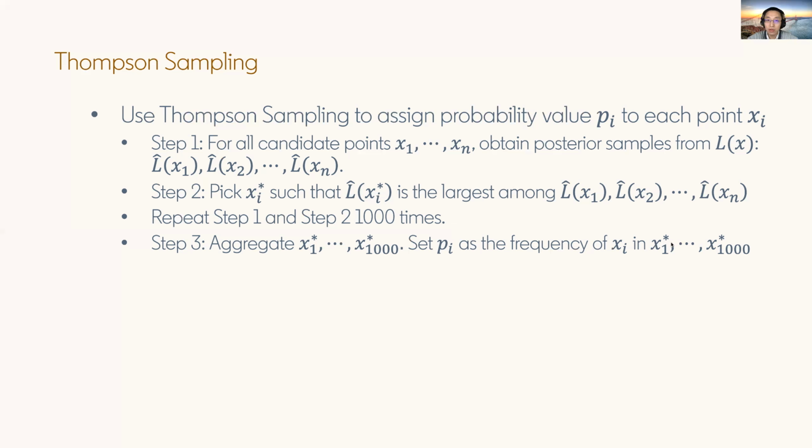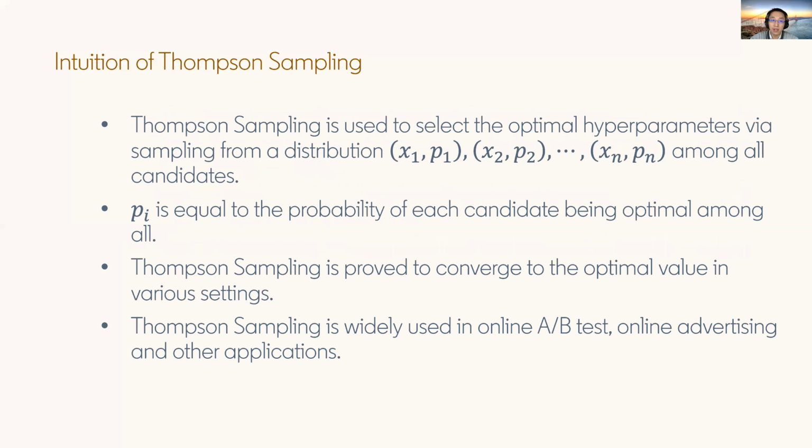So this is an illustration of the whole algorithm. The idea is that we need to compute the probability that each xi is optimal. Because this probability does not have a closed form, we can use sampling here. The sampling is Monte Carlo sampling, so we can approximate the probability by the frequency. In the next slide, we also have some illustration and intuition of Thompson sampling. Thompson sampling is often used to select the best hyperparameters via sampling from a distribution x1, p1, x2, p2, up to xn, pn among all the candidates.